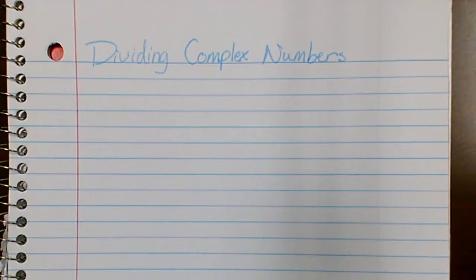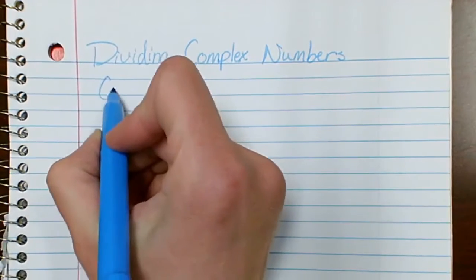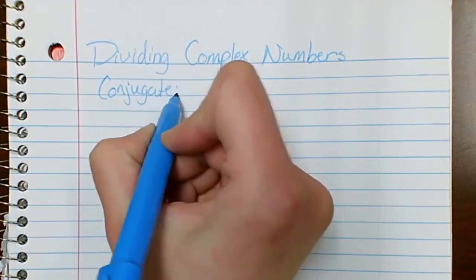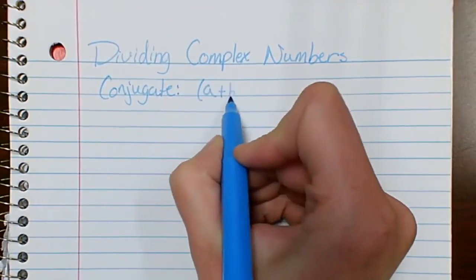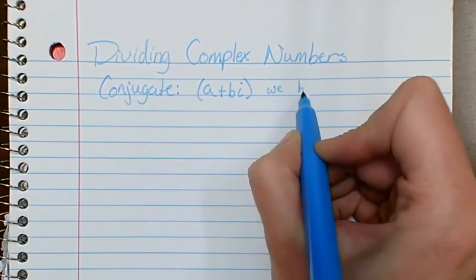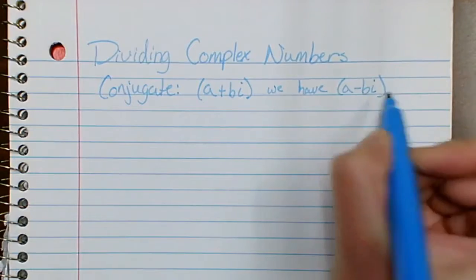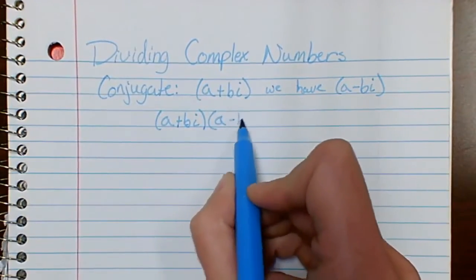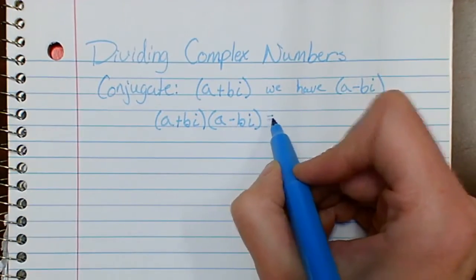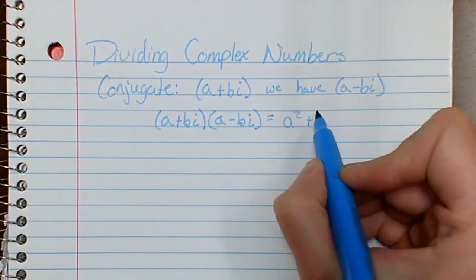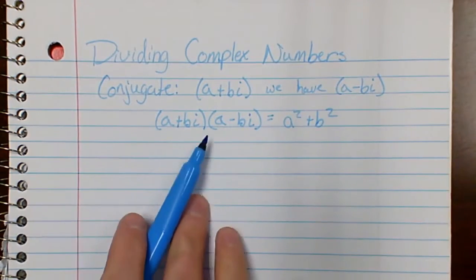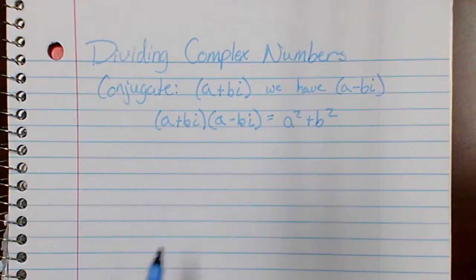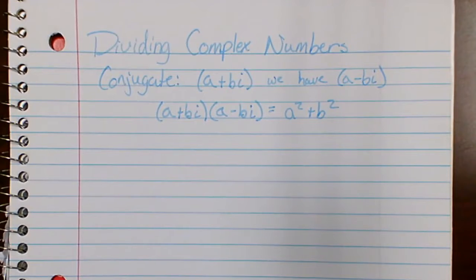Dividing complex numbers. Before we go on to dividing complex numbers, we need to review what a conjugate is. A conjugate is, for every term a plus bi, we have a minus bi. So when you multiply the conjugates together, which we did in the very last video of multiplying complex numbers, we get a squared plus b squared. So the shortcut is you square your a and you square your b and you add them together, and you don't have any more i's, which is essential when we divide complex numbers.